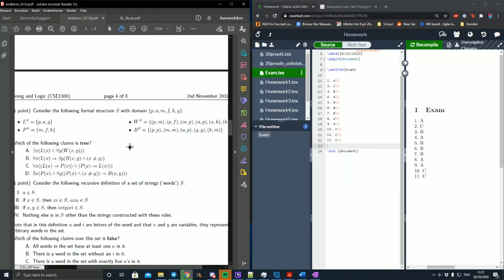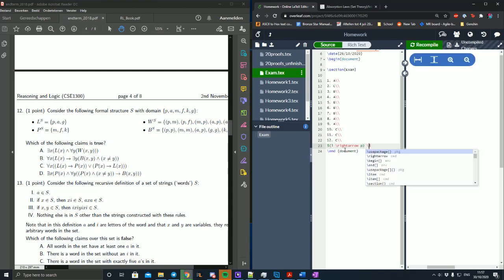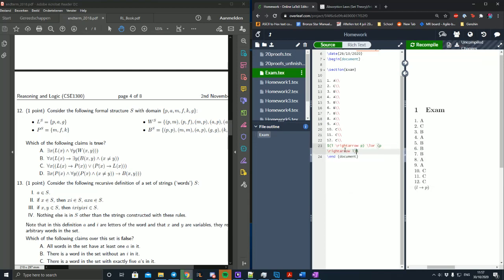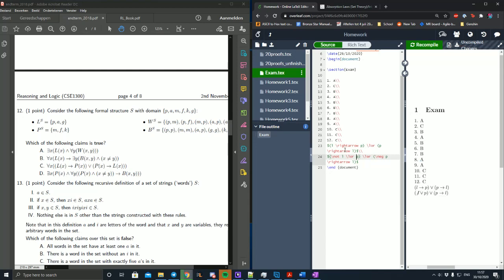By the way, isn't P implies Q or Q implies P a tautology? Let's find out. So we have L right arrow P, or P right arrow L. Okay, this can be rewritten as, oh yeah, definitely. This is like one of the easiest examples of a tautology. So this can be written as not L or P, or not P or L. I'm using not, I should be using neg. So neg L or P, or neg P or L.